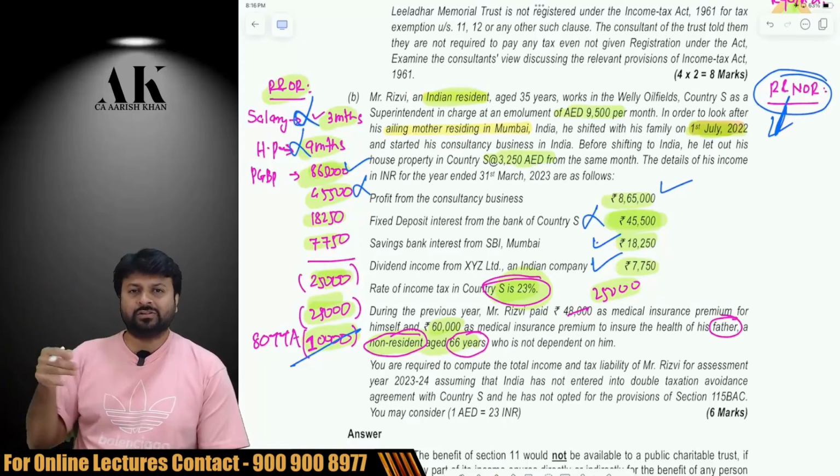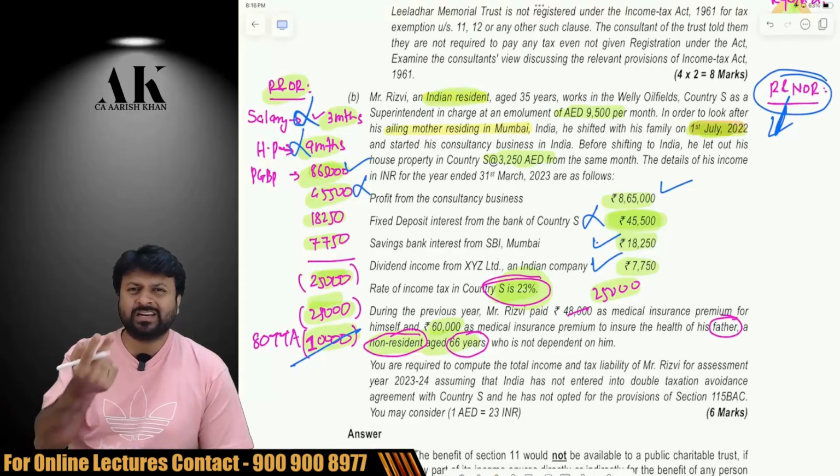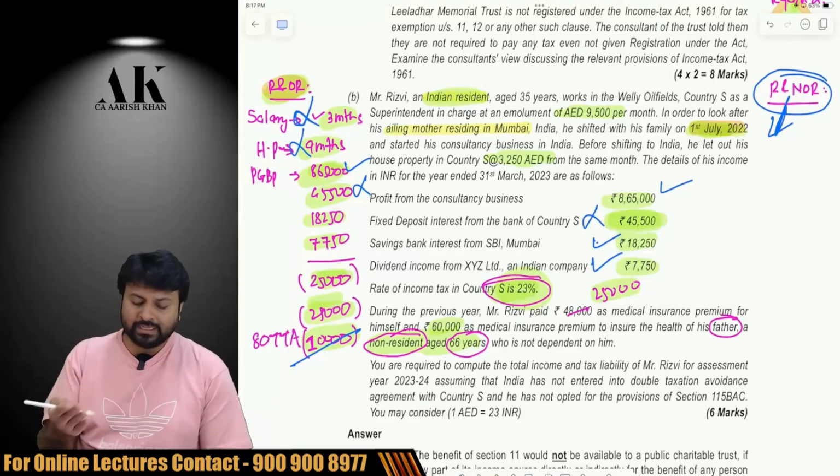Assuming that in the past years also, he has come to India and his stay in the last 7 years is 730 days, and out of the last 10 years, he is resident in at least 2 years. Therefore, we can make an assumption that he is a resident and ordinary resident. Let us answer according to that first.